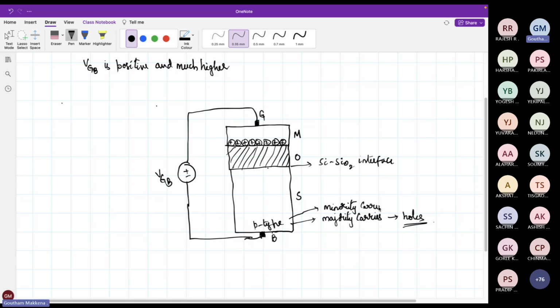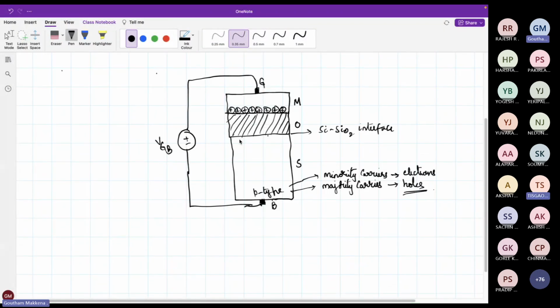Electrons. Okay, so what is the net amount of charge on electrons? Electrons are negatively charged or positively charged? Negatively charged. So this positive charge, what will it do to the electrons? What will it do to the electrons? It will attract them. Okay, attract. So it will attract these minority electrons to the interface.